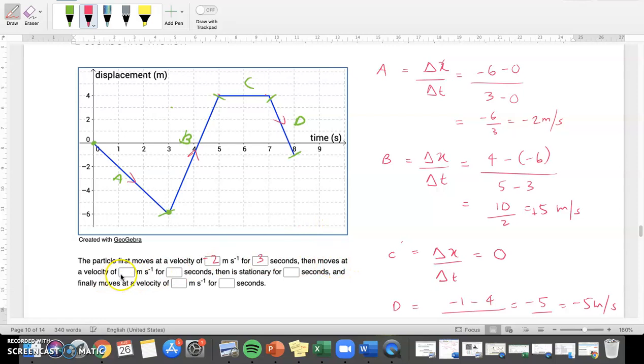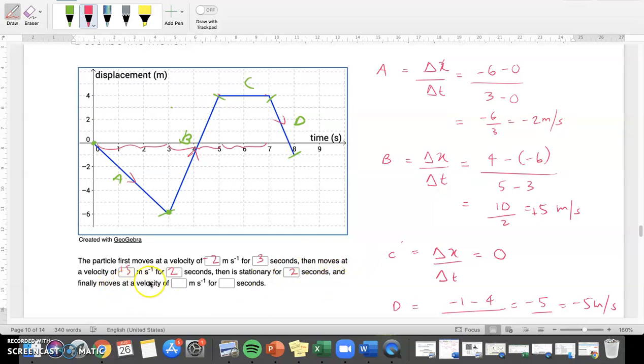Then it moves at a velocity at section B, which is positive 5. For how many seconds? We calculated that already. It was 5 minus 3, which is 2 seconds. Okay, so B occurred at this point. A occurred at this point. And C occurred from 5 to 7, which is just 2 seconds. It is stationary for 2 seconds, right?